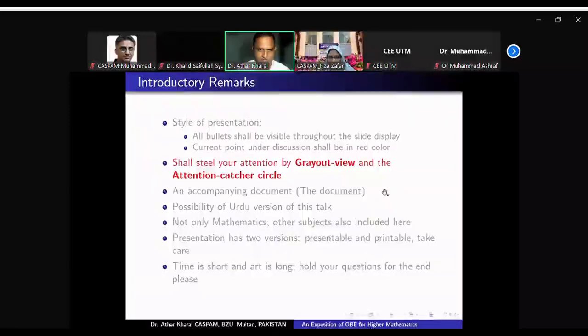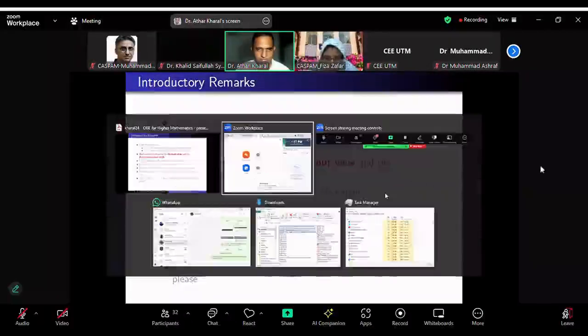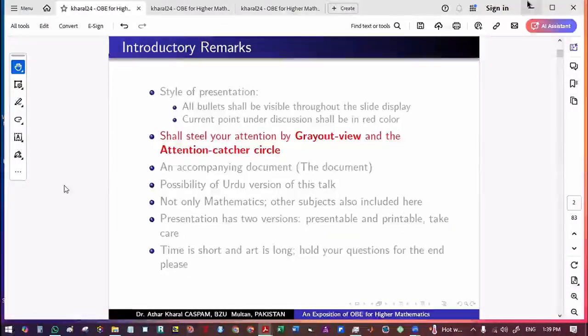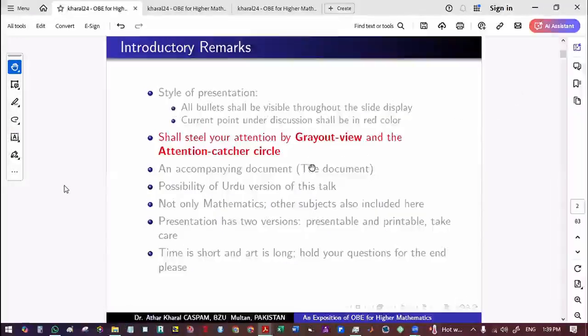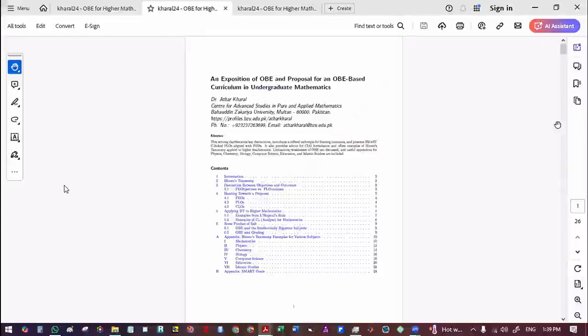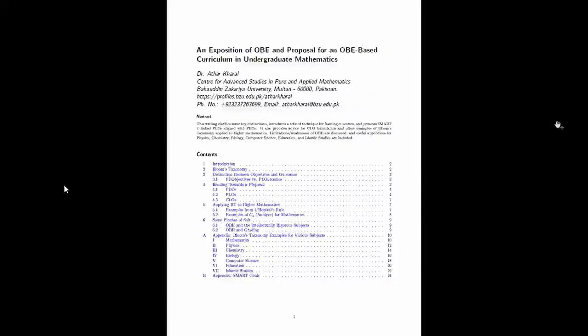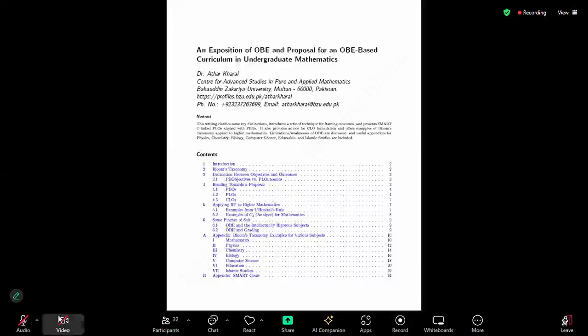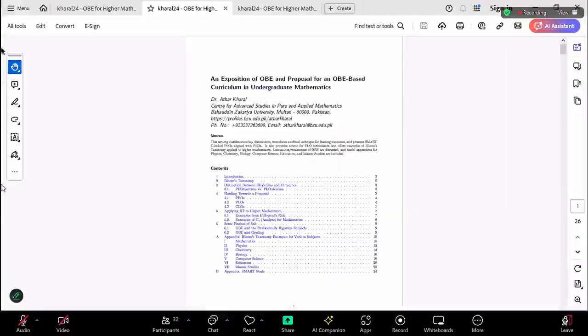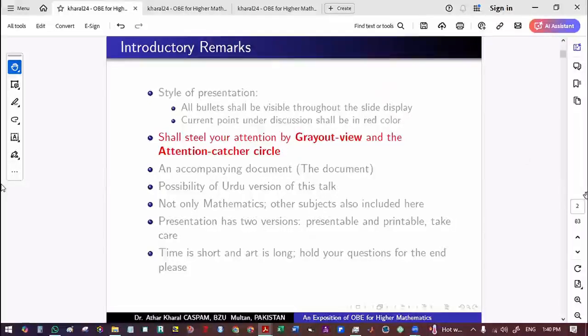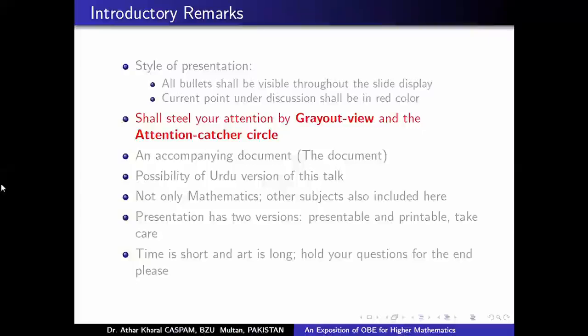Along with this presentation, I have another document prepared. This is a document which is accompanying my presentation. It is a long and fairly complicated document, comprising around 26 pages, and I have made a very detailed exposition of whatever I'm presenting here. So you can read it in your own time. Dr. Fiza will be helpful to us, I hope, in dispersing this document. So whenever I say that I'm talking of the document, it means this 26 page document upon which this presentation is based.